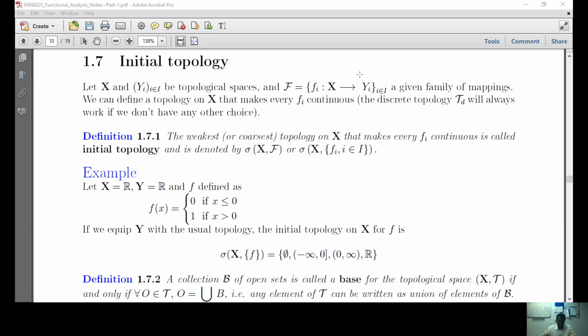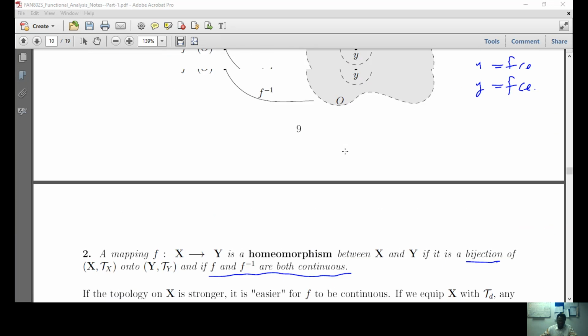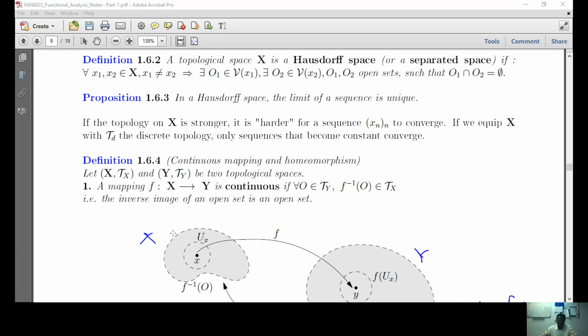So you see that family, the index f sub I is in capital I, right? The same cardinality as this I. So the number of Y sub I will correspond to the number of f sub I. Okay, so that's the family. We have the family of mappings. We know already what it means for a function to be continuous for a topology. This is where we define a continuous function, right?